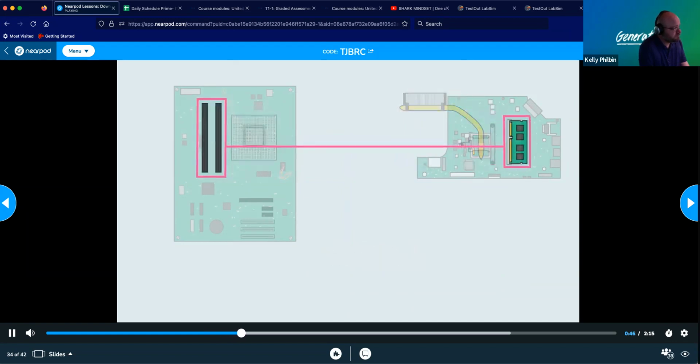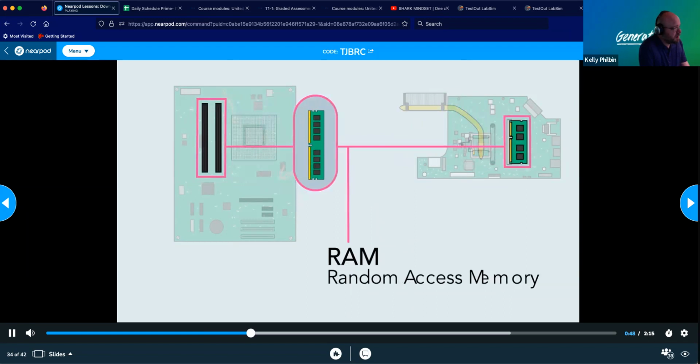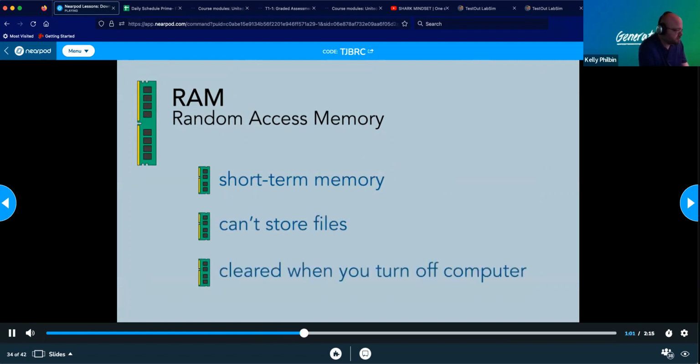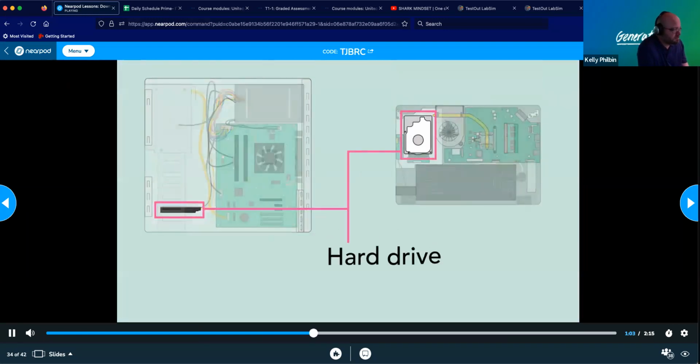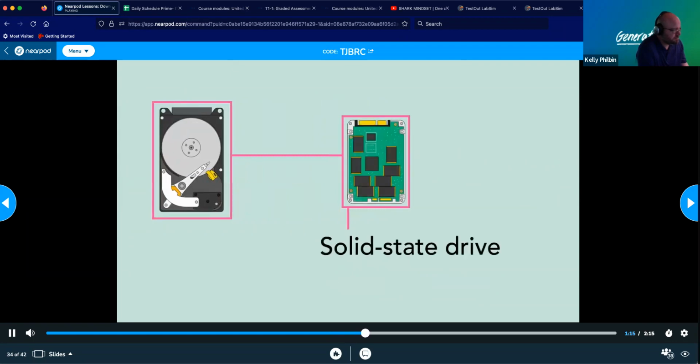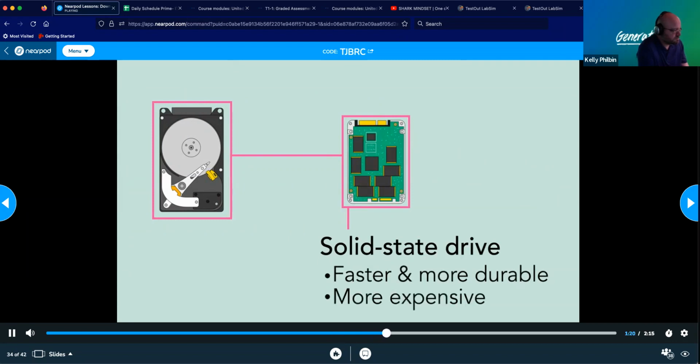The motherboard also contains the computer's RAM, or random access memory. This is the short-term memory that the computer uses whenever it's performing calculations. However, you cannot store your files there, because the RAM is cleared when you shut off the computer. The hard drive provides long-term storage, keeping all of the computer's data even when it's turned off. Many hard drives use a magnetic platter to store data, but many newer computers have solid-state drives, which are faster and more durable, but also more expensive.